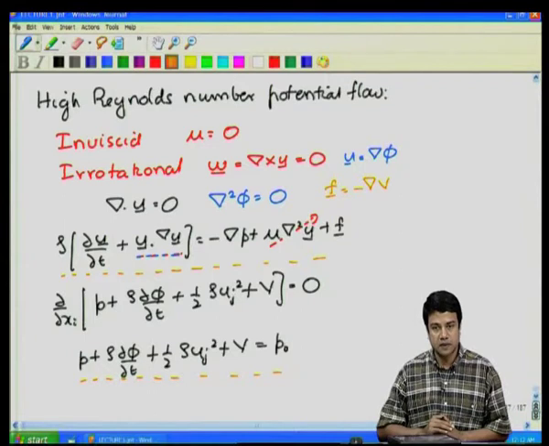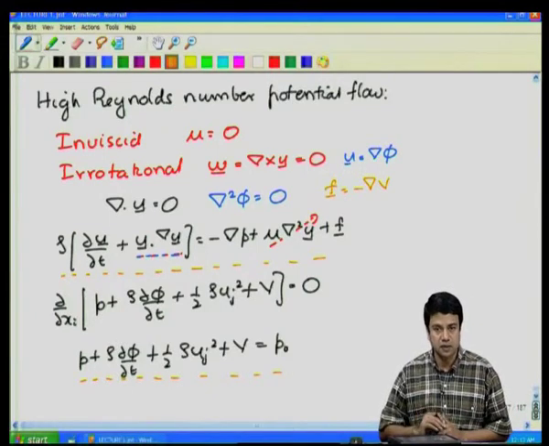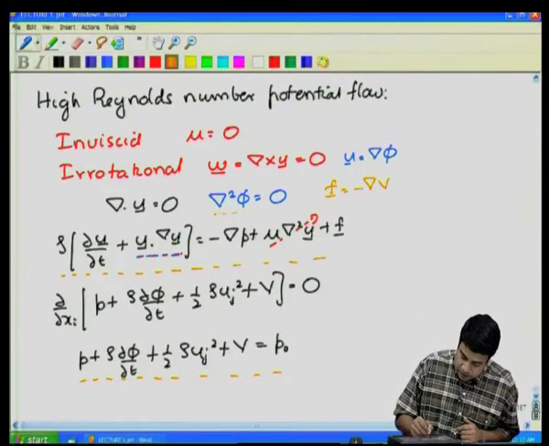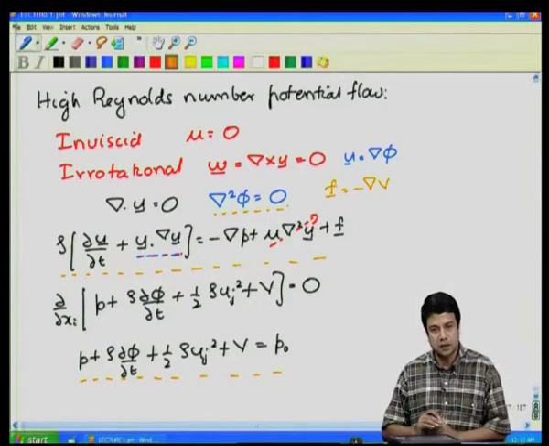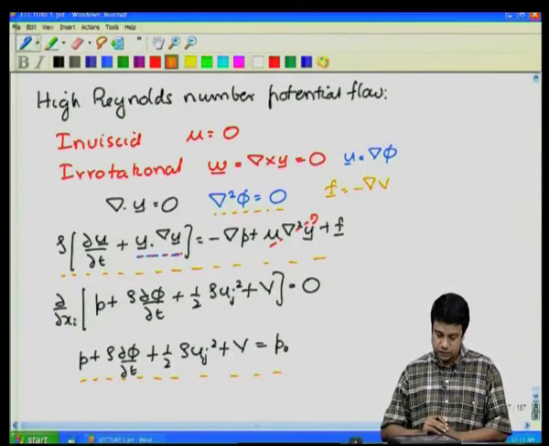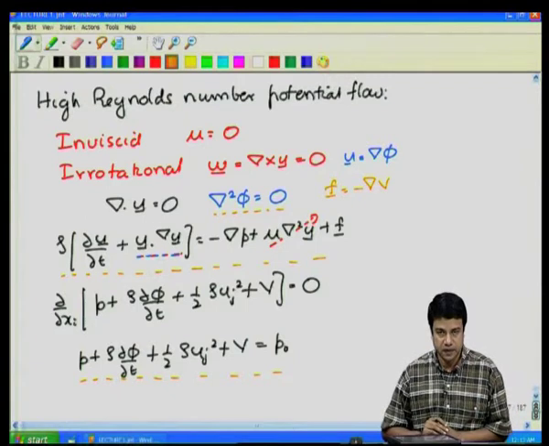The original momentum conservation equation had 3 equations for the 3 components of the velocity, whereas my reduced equation is just a scalar equation. I have 2 scalar equations, the Laplacian of the potential is equal to 0 and this equation for the pressure, solved for 2 scalars, the potential and the pressure. The velocity of course is given by the gradient of the potential. So, this is the simplification in the potential flow case.